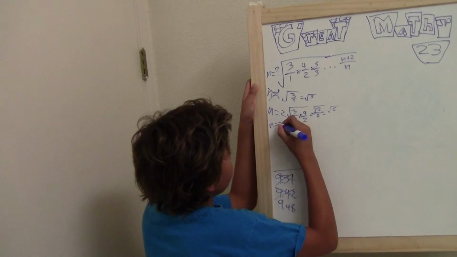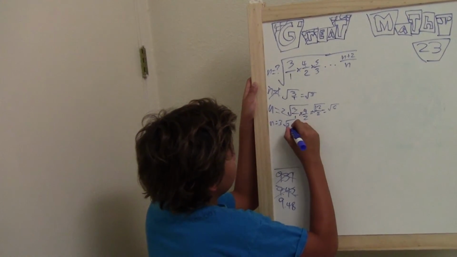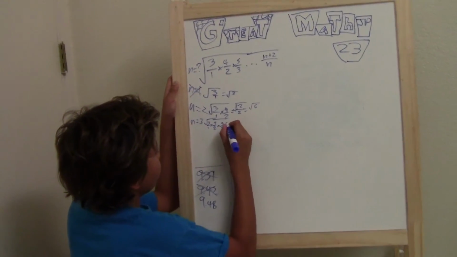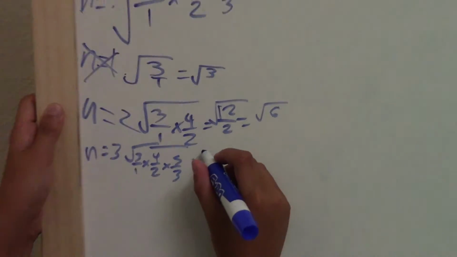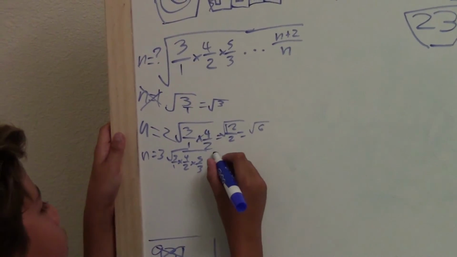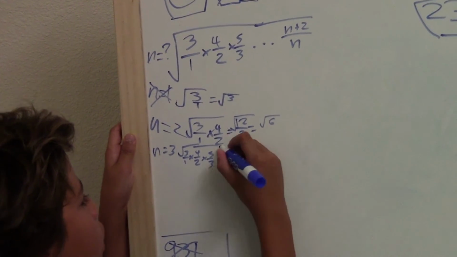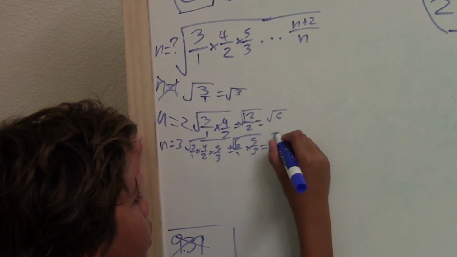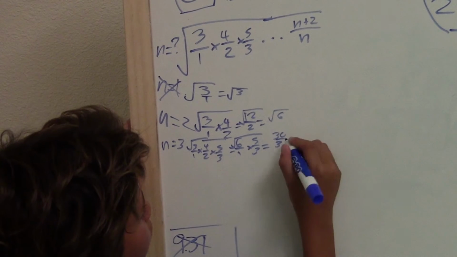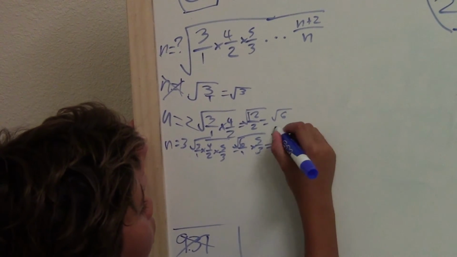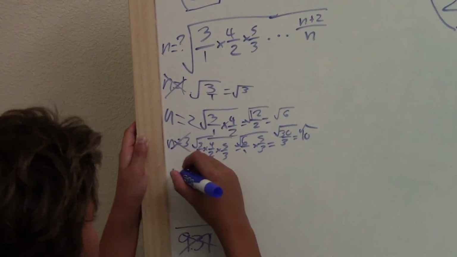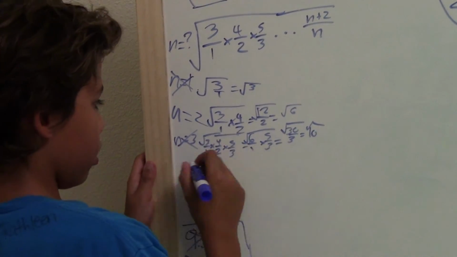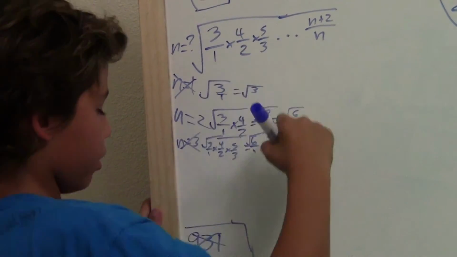So let's try 3. 3 over 1 times 4 over 2, 3, which equals 6 over 1 times 5 over 3, which then equals 30 over 3, which equals 10. 10 does not work, so 3 does not work. Square root of 10, square root of 3, square root of 6 are not an integer. That's why it doesn't work. Okay. These don't work.